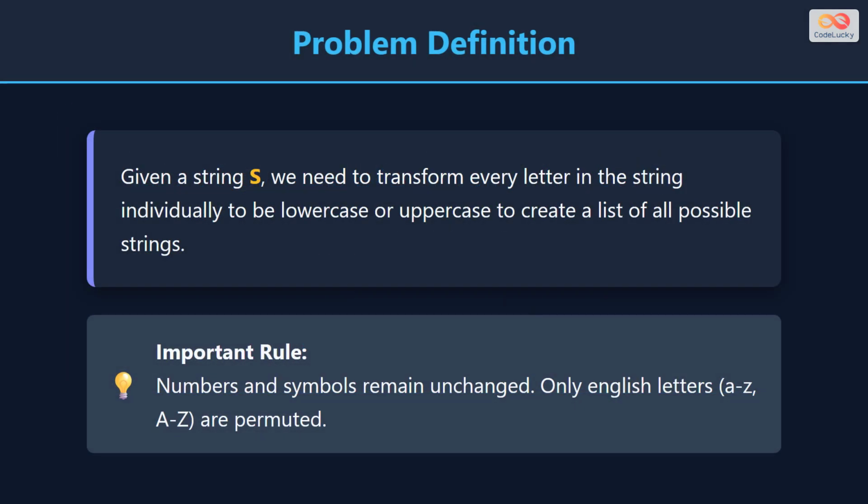Let's define what we need to do. You are given a string containing letters and possibly numbers. Your goal is to generate a list of all possible strings where each letter can be transformed into either its lowercase or uppercase counterpart. It is important to note that if the string contains any digits or symbols, they must remain in their original positions unchanged.